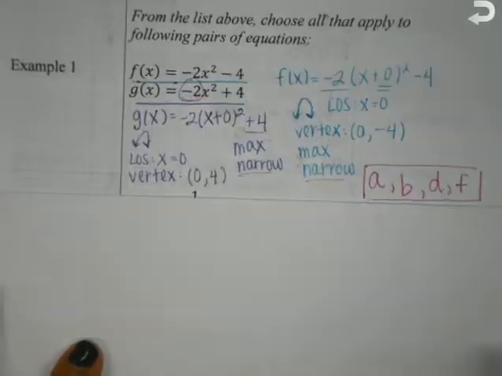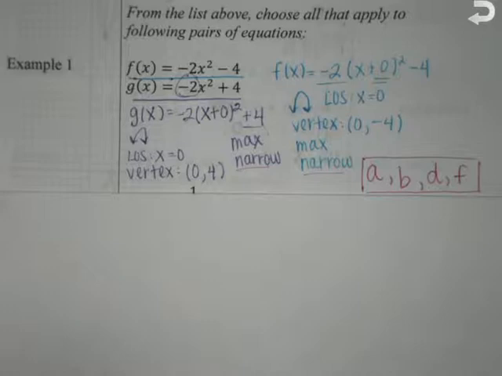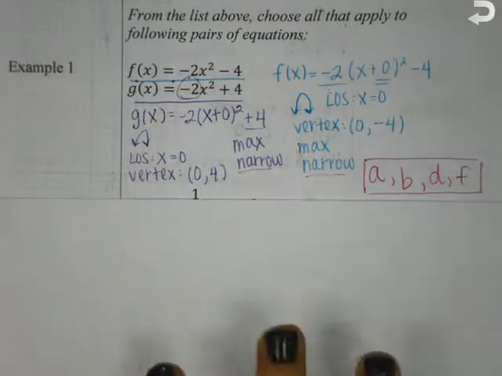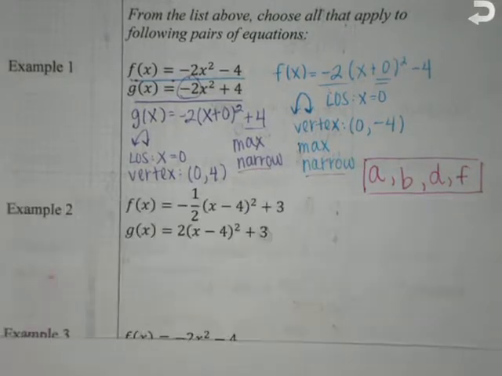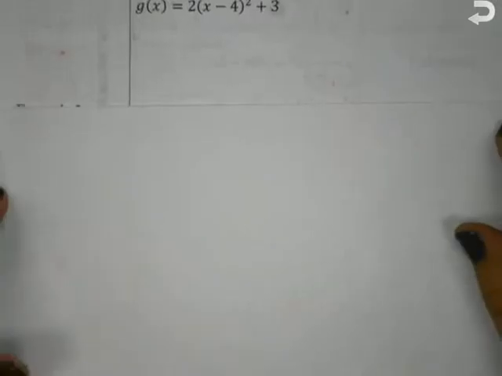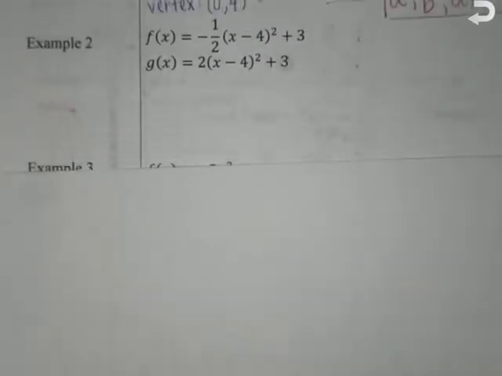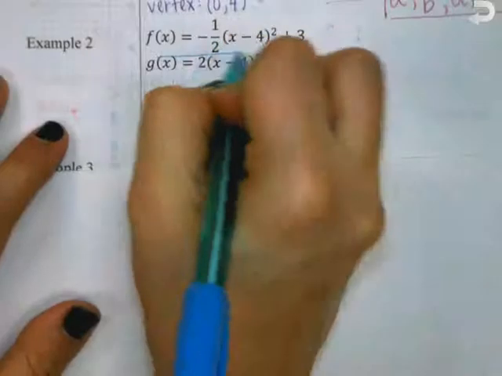That's all we have to do. Does that make sense? So basically, you're going to be finding this information for every single one, and then just picking what applies. Okay? So let's look at example 2. Example 2. F of x is -1/2 x minus 4 squared plus 3.